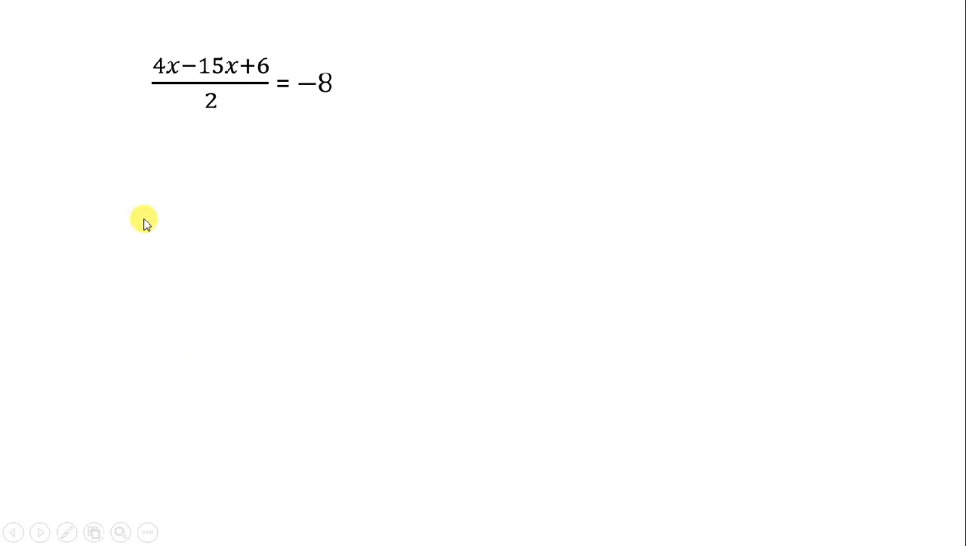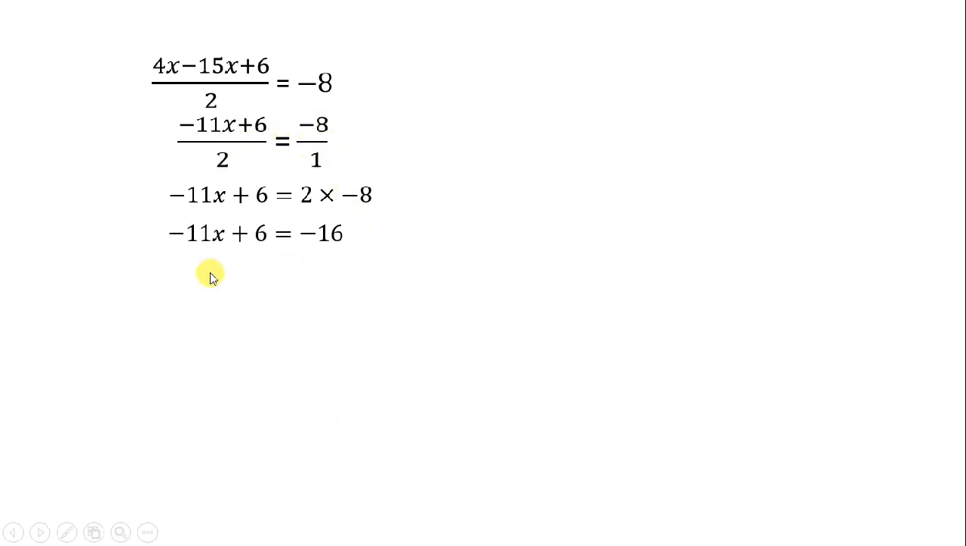So our like terms are 4x and negative 15x plus 6. These two can be simplified. So we have 4x minus 15x plus 6 divided by 2 is equals to negative 8. Different signs subtract, put the sign of the bigger number. So 4x minus 15x will give us what? Negative 11x plus 6 divided by 2 is equals to negative 8 over 1. From here, what are we supposed to do? We'll cross multiply. So I'll multiply 1 times negative 11x, 1 times 6. If you multiply 2 times negative 8, you get a negative 16. So we have negative 11x plus 6 is equals to negative 16.